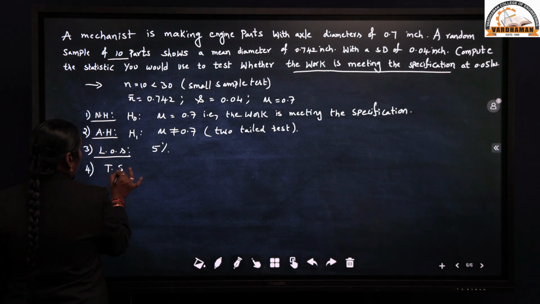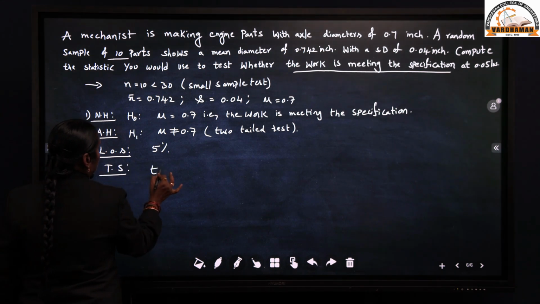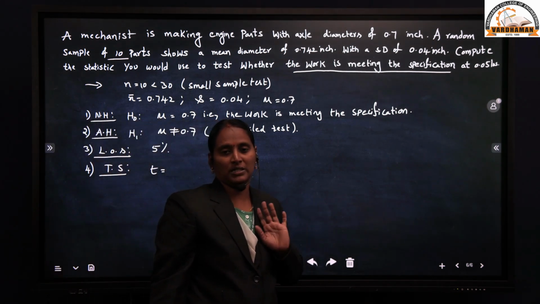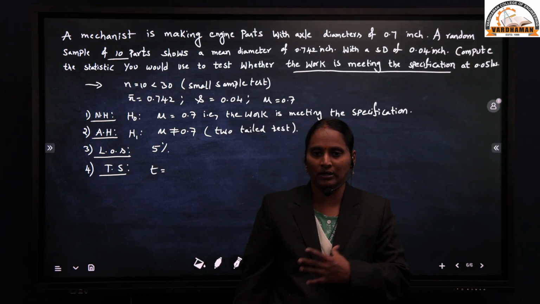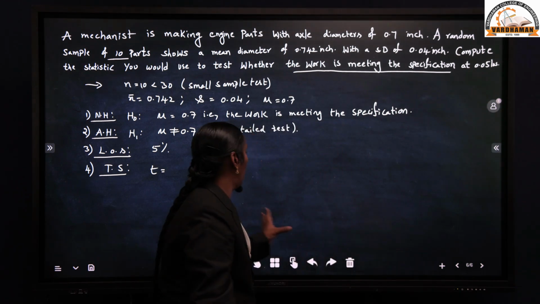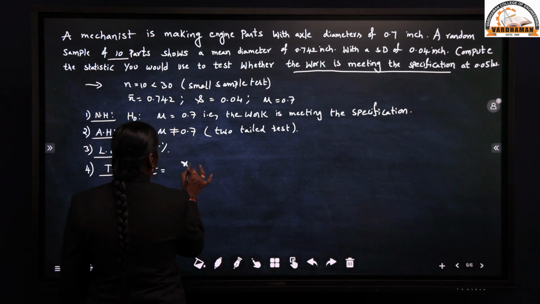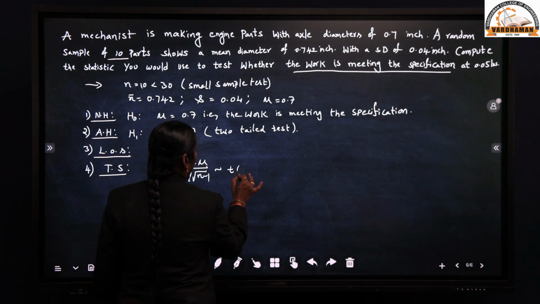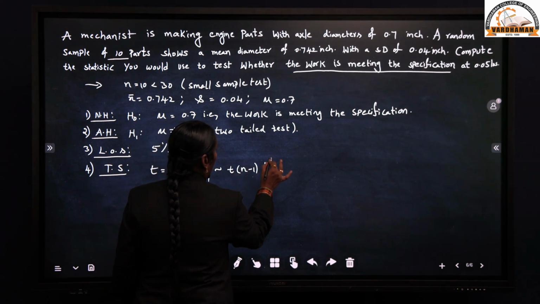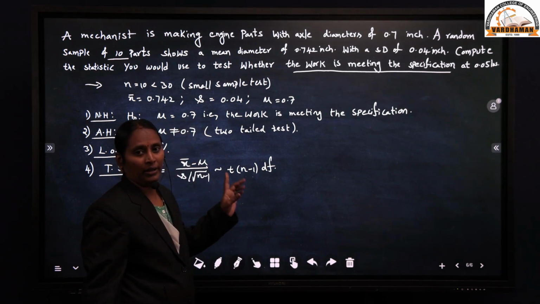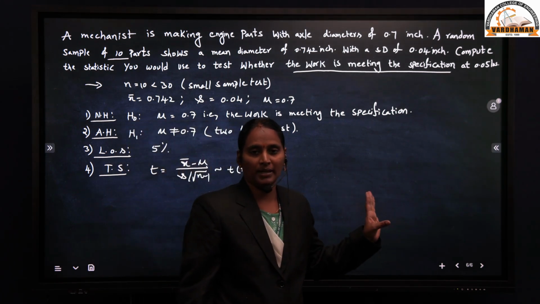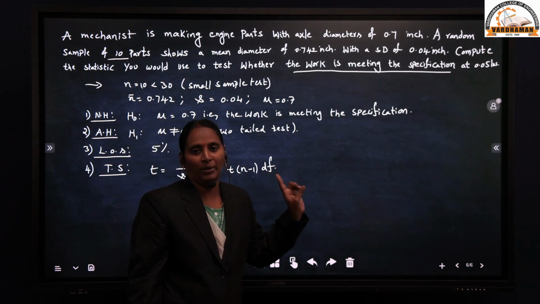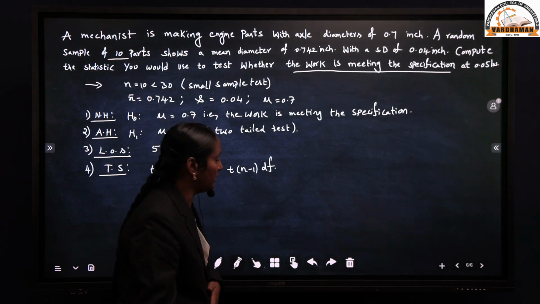Now the fourth step, the test statistic. In the last process we defined two formulas of the t-test for single mean. If all the values are given clearly in the problem, we write the formula T equals x bar minus mu by s by root n minus 1, which follows T with n minus 1 df. Here in the given problem, n is the sample size and it consists of 10 observations. So we follow 10 minus 1, which is 9 degrees of freedom. We have to follow the table value.